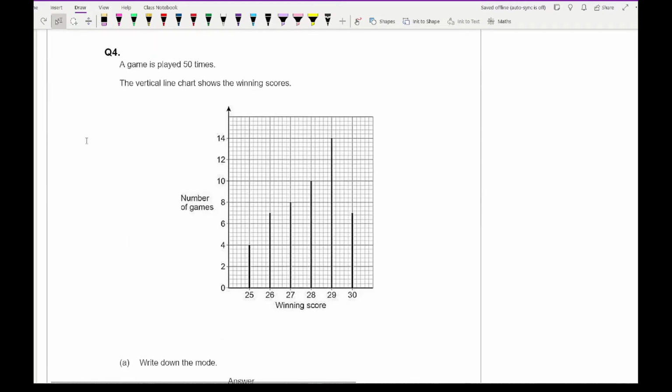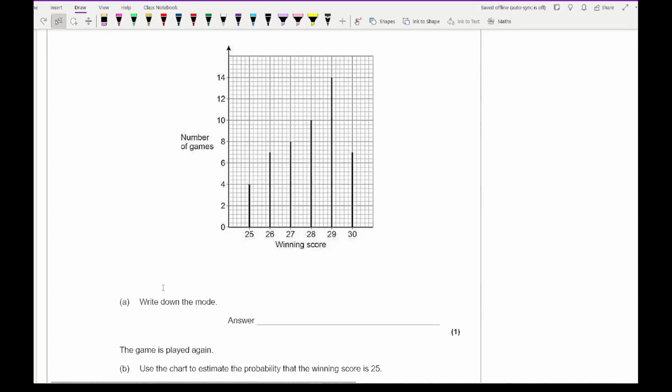Moving on to question 4, so another line graph question. It says the game is played 50 times. The vertical line chart shows the winning scores. And the question is asking us to work out the mode. Now the mode is the bar which is the tallest, and the bar with the tallest is 29.